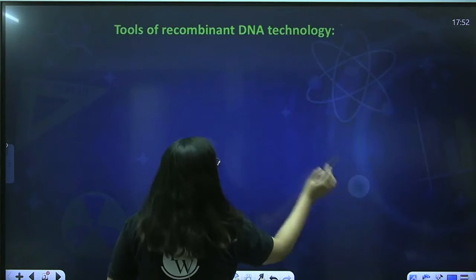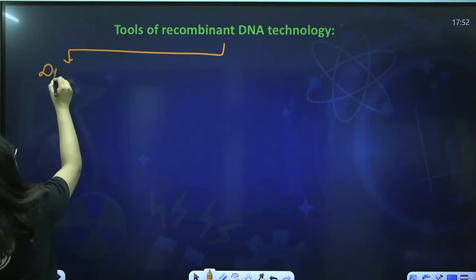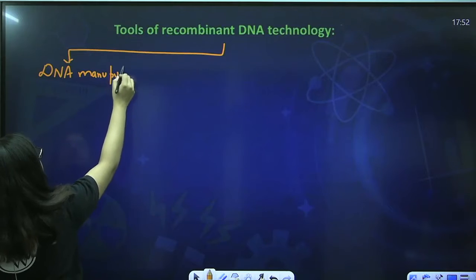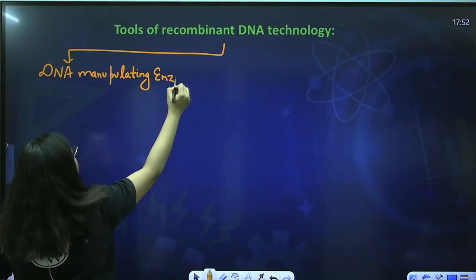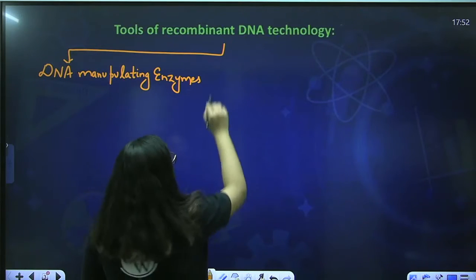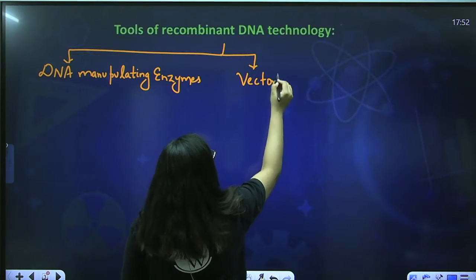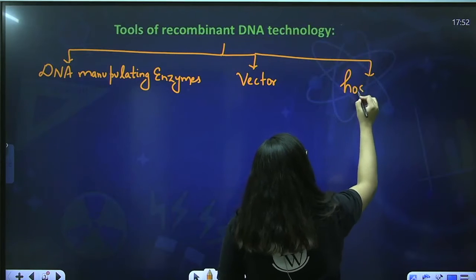Now what are these tools? Let's see. The first tool is DNA manipulating enzymes. How can you change the DNA? For that we need certain enzymes. The second thing that we need is a vehicle or vector that will help in the transportation of your foreign DNA, and the last is host.